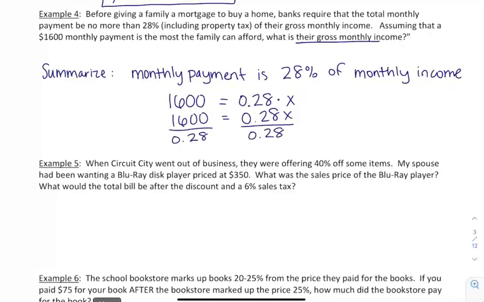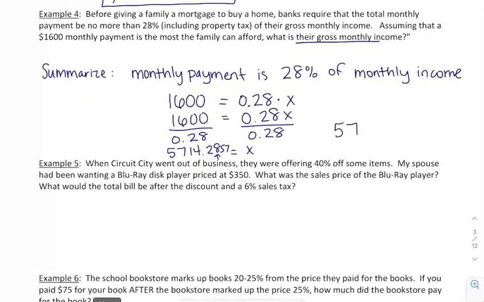1,600 divided by 0.28. We would need a monthly income of 5714.2857. Now, how many decimals make sense for this problem? We're talking about money, so it would make sense to have 2 decimal places, not 3, and not 1. You would want to have 2 because we usually have 2 decimal places when we're talking about money.